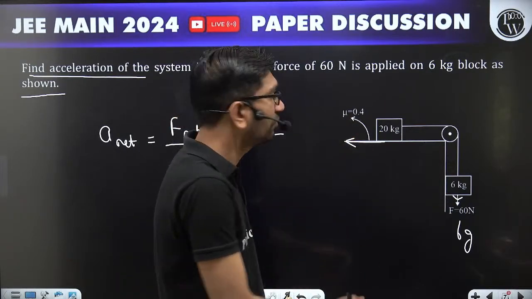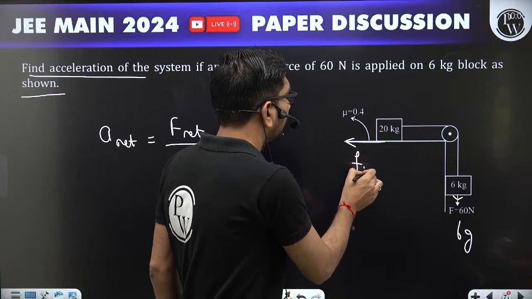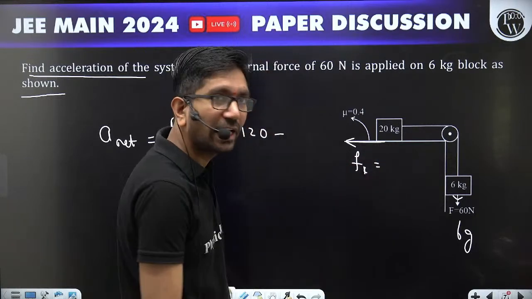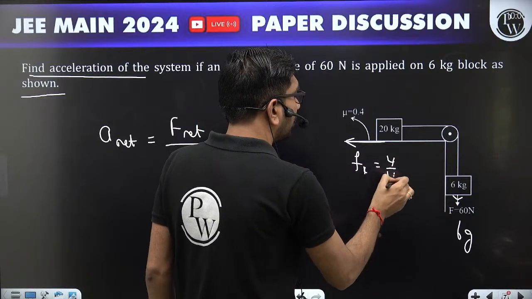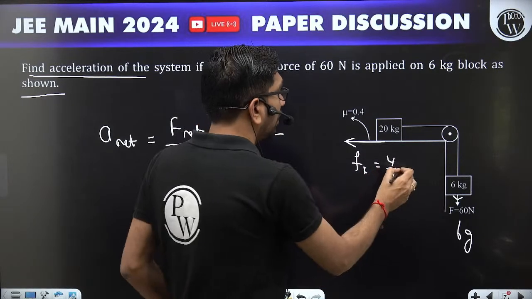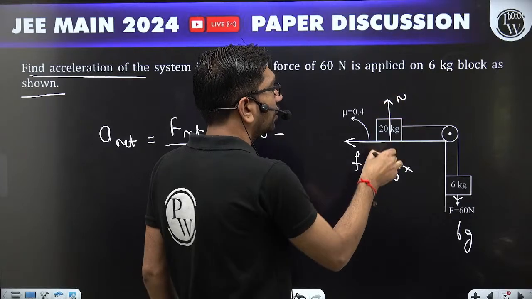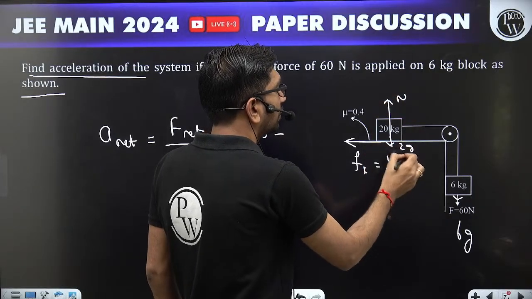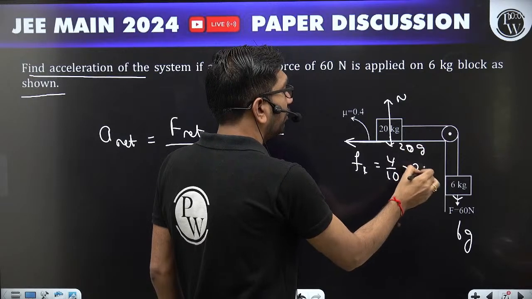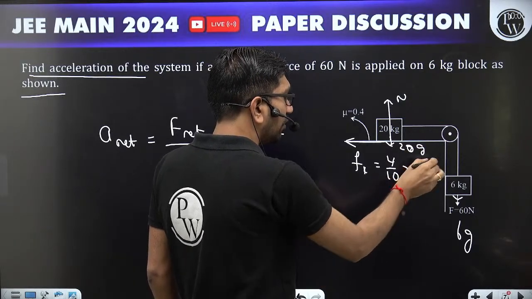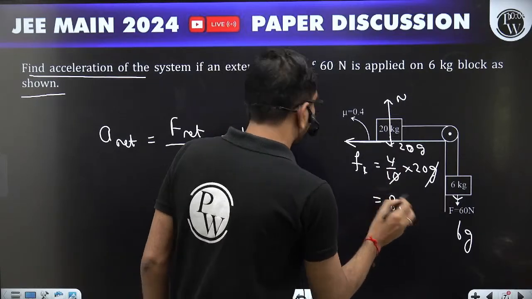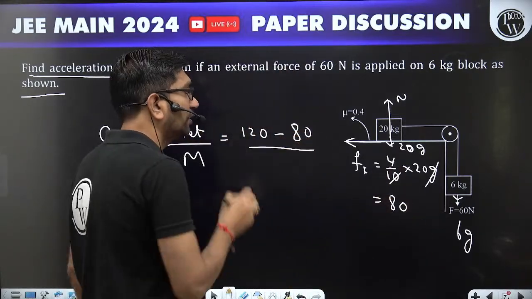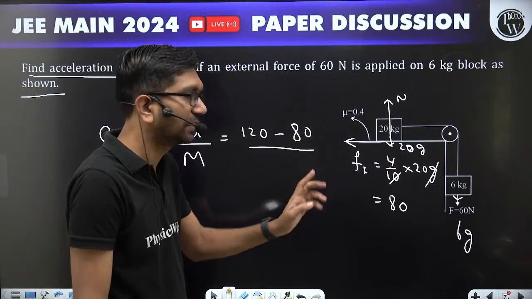Now, what is the friction force? You'll get mu into normal reaction, right? Mu value is given as 0.4. For this one we can write 4 by 10. Normal reaction is balanced with 20g, right? Now this g and this 0 get cancelled. So finally, 4 times 20 is 80. In the opposite direction, the friction force we got is 80.